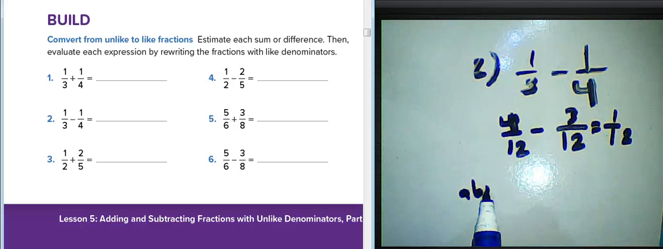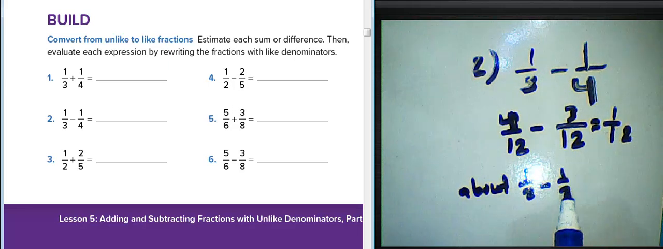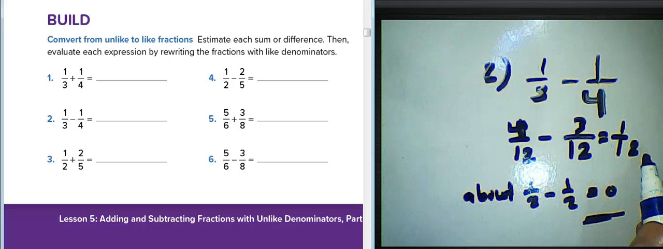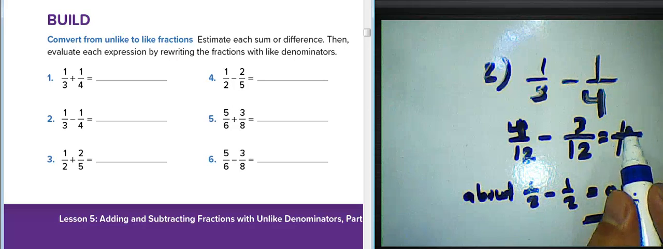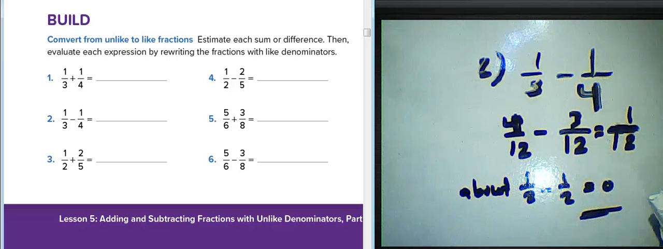And what about the estimation? 1 over 3 is nearest to a half, and 1 over 4 is nearest to a half. Half minus half equals 0. This estimation is nearest to the number 1 over 12, so it is nearest to the actual number.